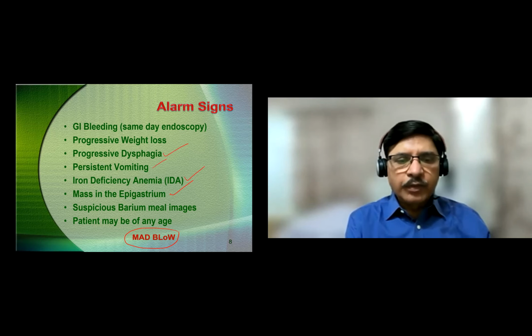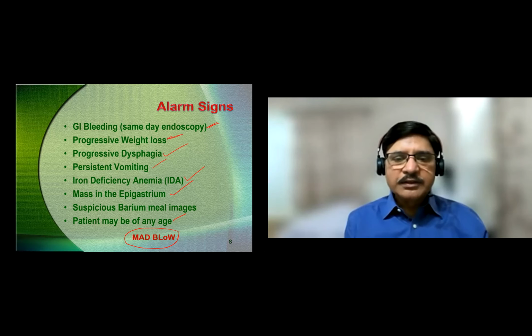and then of course the patient may be of any age, GI bleeding. This is blood, and then progressive weight loss. So remember the word MAD BLOW.